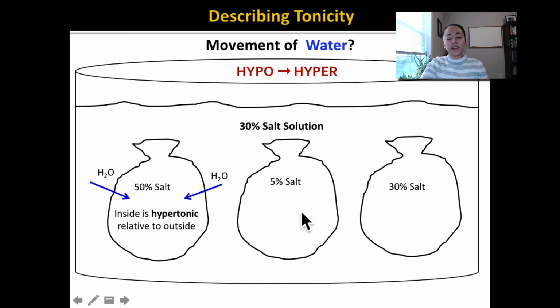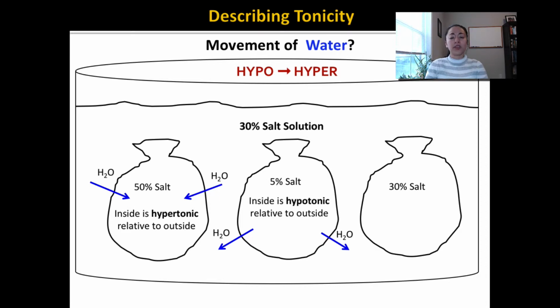In the second case, the inside of the bag only contains 5% salt. So what will happen here? Well, water will move out of the bag into the area that has the higher solute concentration. So in this case, the inside of the bag is hypotonic relative to the outside of the bag. In the last case, there's an equal concentration of salt in the inside of the bag and the outside of the bag. So water will move equally in and out of the bag. And we would say that the inside of the bag is isotonic relative to the outside of the bag.